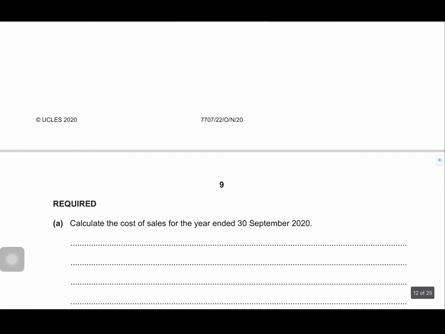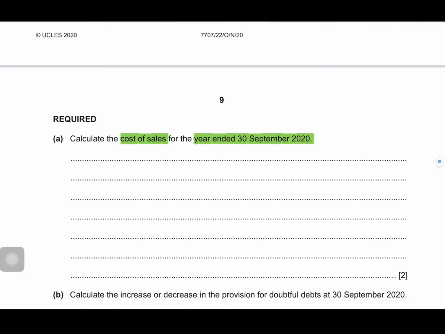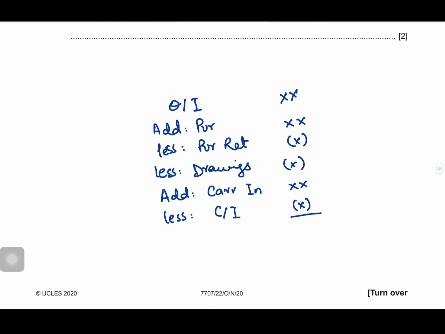Now let's move towards the requirements. Part A says calculate the cost of sales for the year ended 30th September 2020. Easy start. Cost of sales, what is the formula to calculate cost of sales? The full formula to calculate cost of sales is like this. You take the opening inventory, we add the purchases to the opening inventory, and if there are any purchases returned, so these are first subtracted, and then if there are any goods withdrawn by the owner, right? So goods withdrawn during the year by the owner are also subtracted from the purchases, and carriage inwards is added.